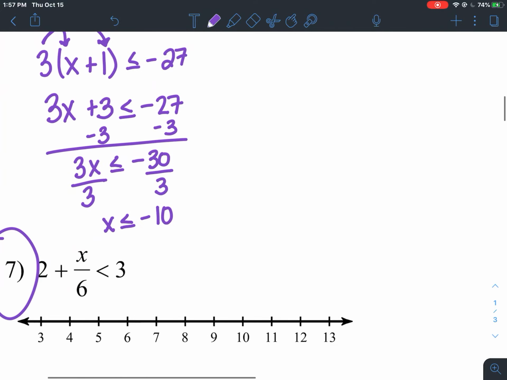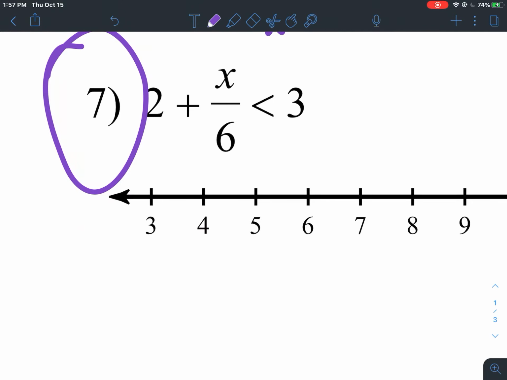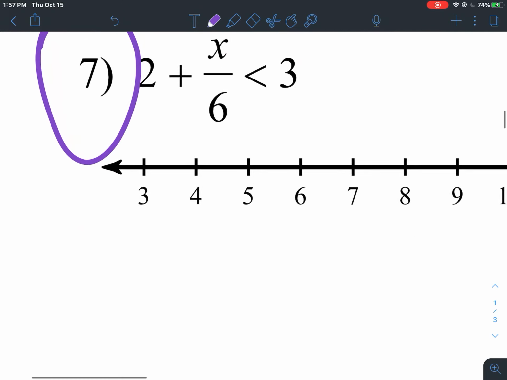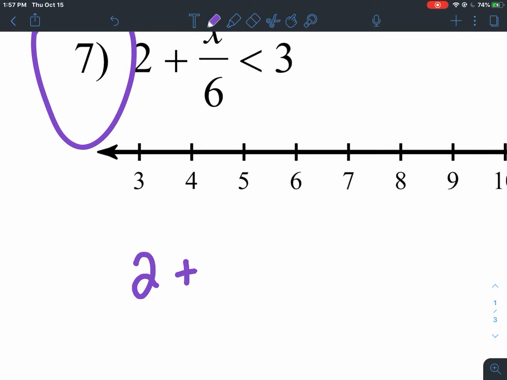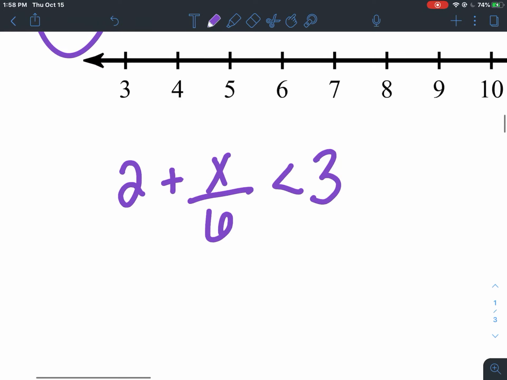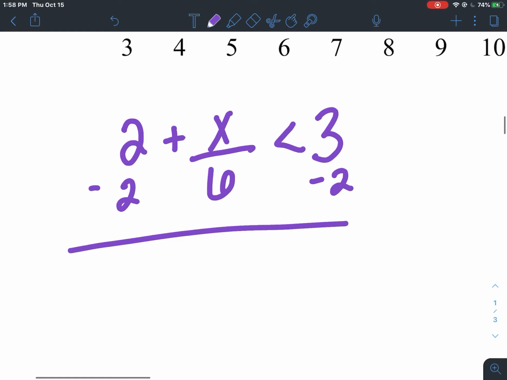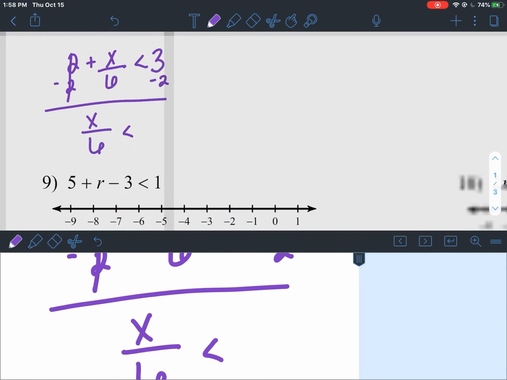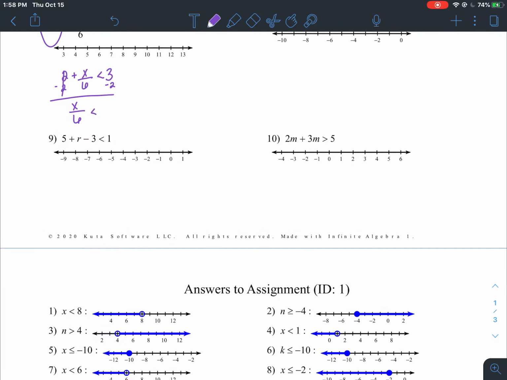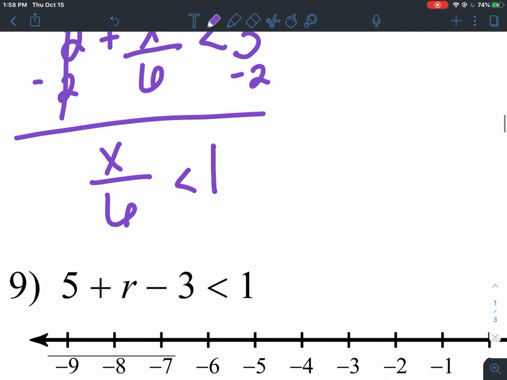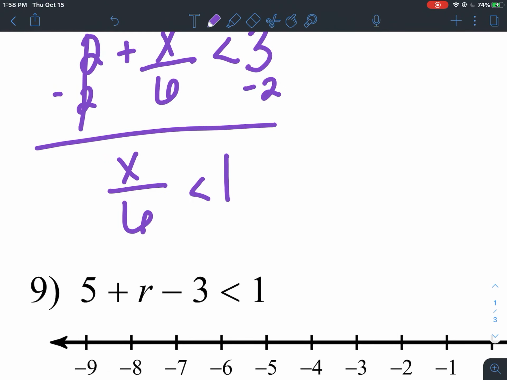Okay, number 6 on your own. Number 7, because I want to talk about this fraction and how to get rid of that. So we have 2 plus x over 6 less than 3. Let's first move the 2 over to the other side. So we'll subtract 2 from both sides, which cancels out. x over 6 is less than 3 minus 2, which is 1. Okay, x over 6 is x divided by 6.